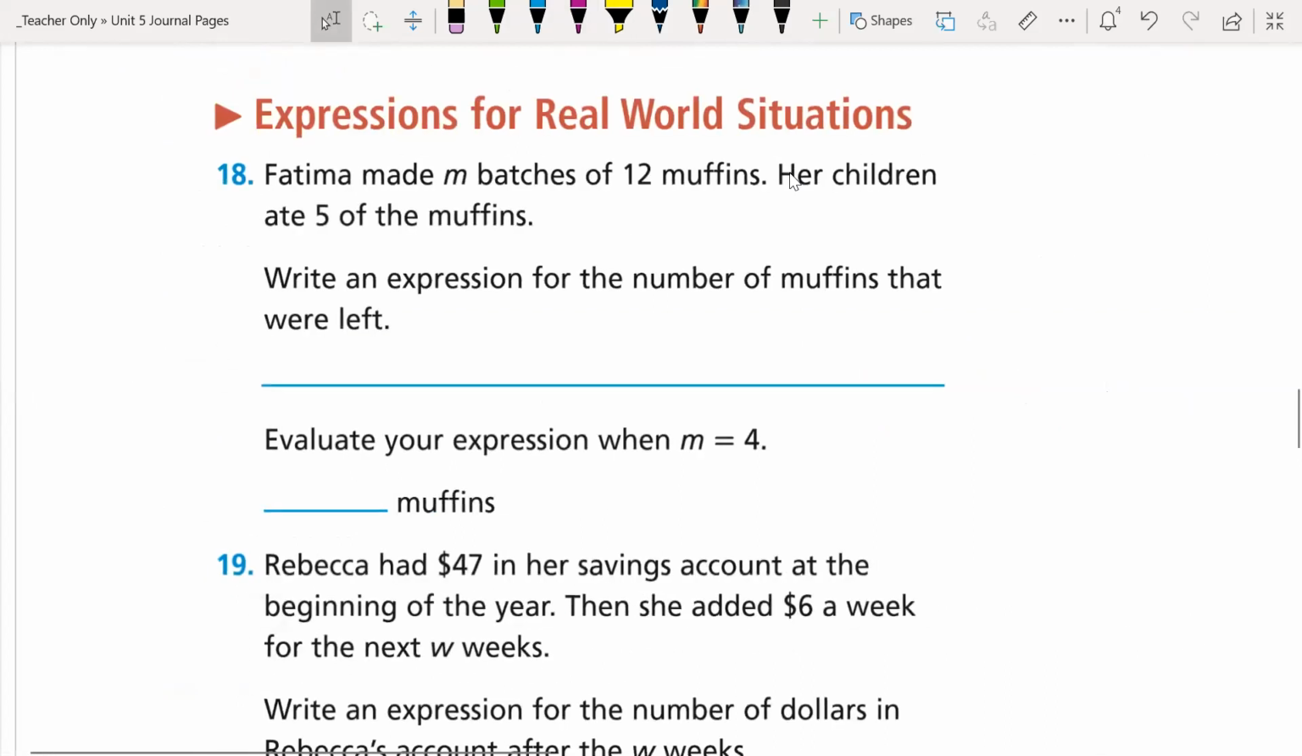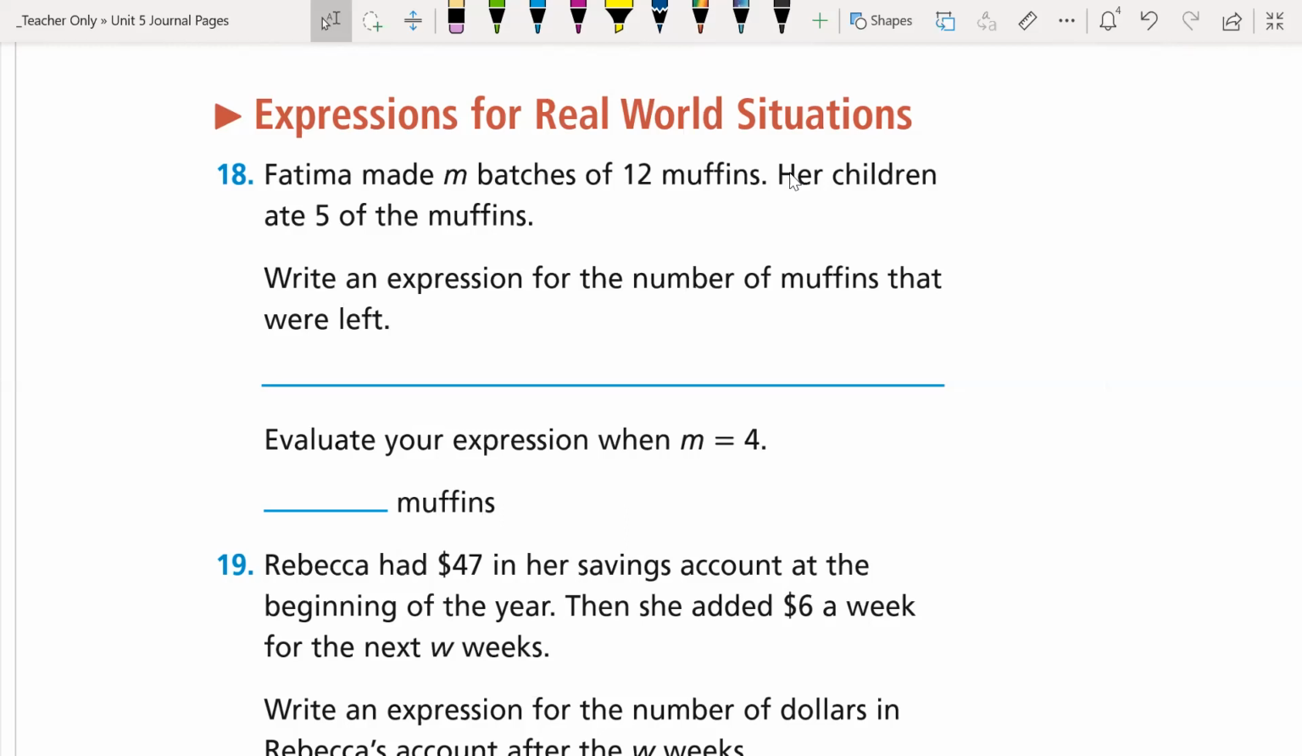Okay, so all about math is figuring out how you are going to use math in real life. In math, you have to be able to take the numbers and work them into real life situations. And so this is what we're building up to. I need you to be able to write these expressions in real world situations. So Fatima made M batches of 12 muffins. Her children ate 5 of the muffins. Write an expression for the number of muffins that were left.